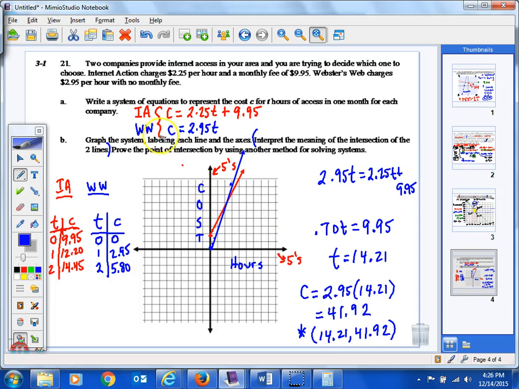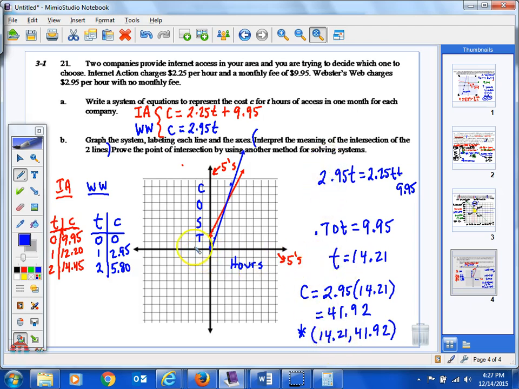So we're pretty much done. I think we've done everything that we were told to do. Interpret the meaning. Again, the intersection is the point where the two companies would charge the same after a certain number of hours, and we solved it using substitution.